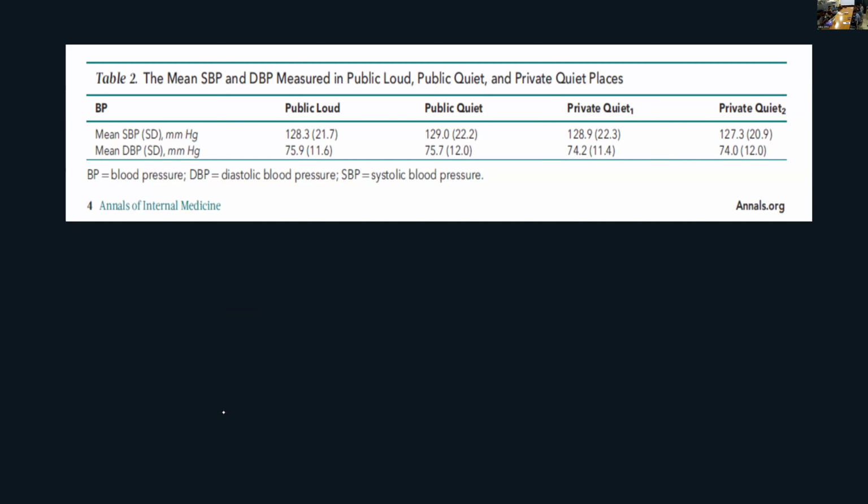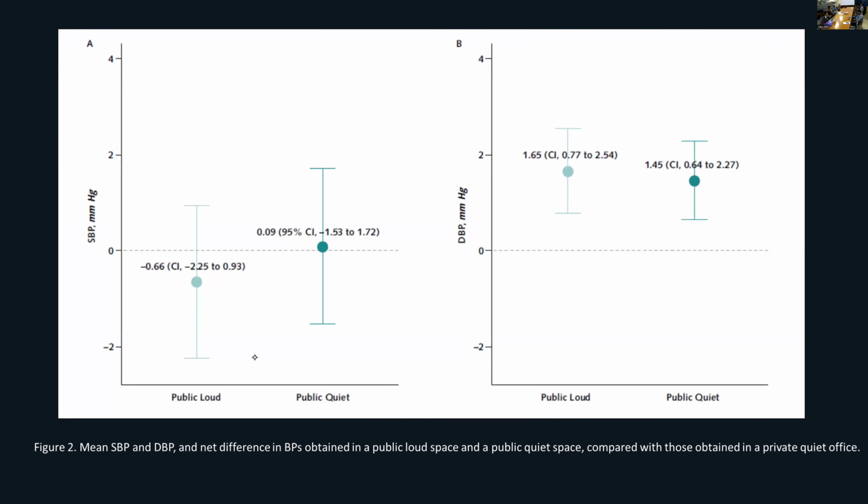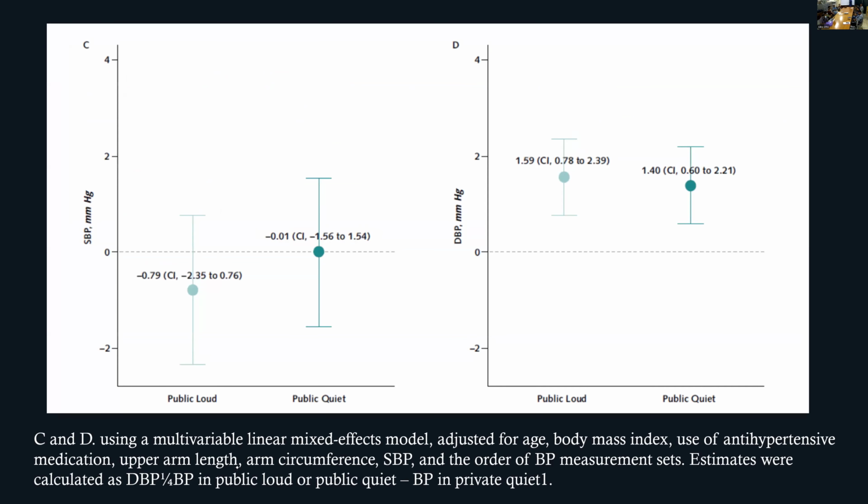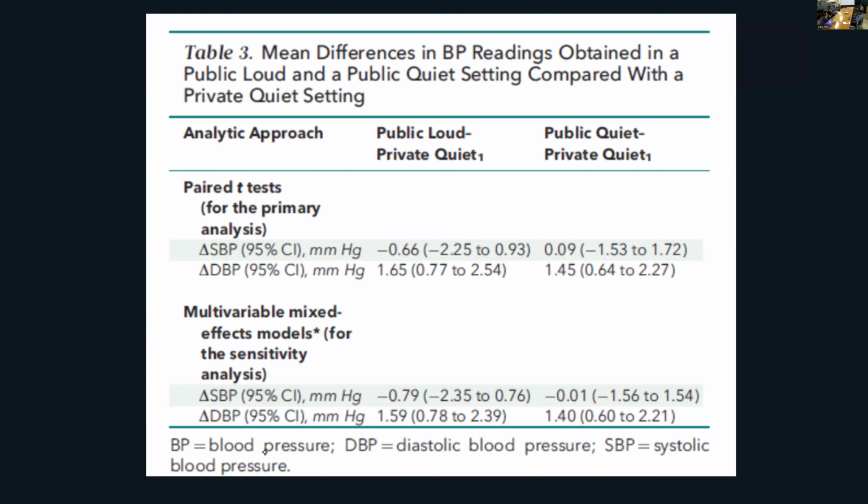This was to look at interpersonal variability, that is similar, but it's also similar to the public loud and public quiet. So actually there is not much difference in both systolic and diastolic BP. The same in a pictorial representation, and the same in the sub-analysis when it's adjusted for BMI and arm circumference.